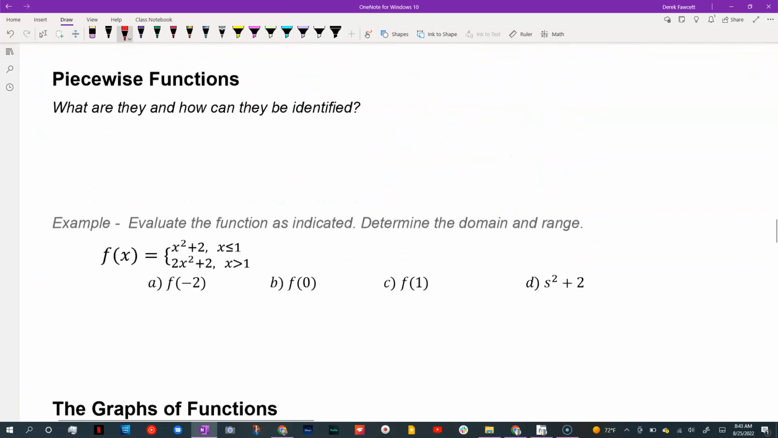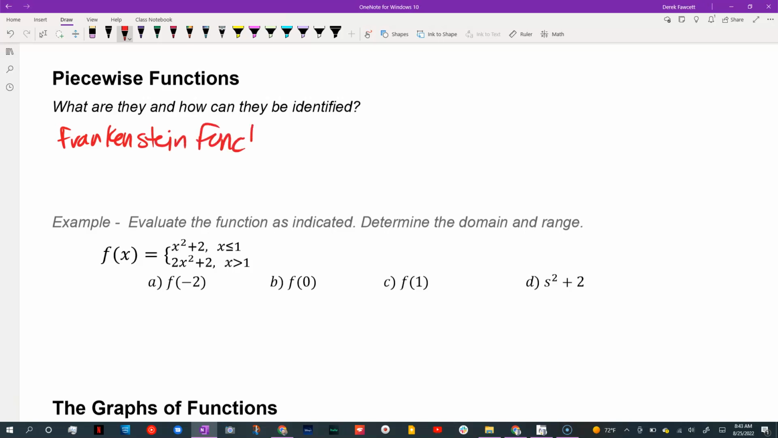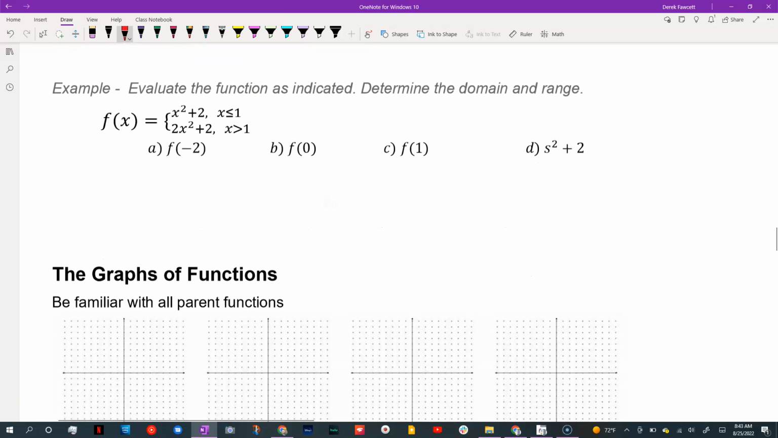So now let's take a look at piecewise functions. I call them or refer to them as Frankenstein functions, because basically piecewise functions are pieces of other functions that are just put together to create one function. So it's pieced together, functions that are pieced together. And a lot of times they're written like this.